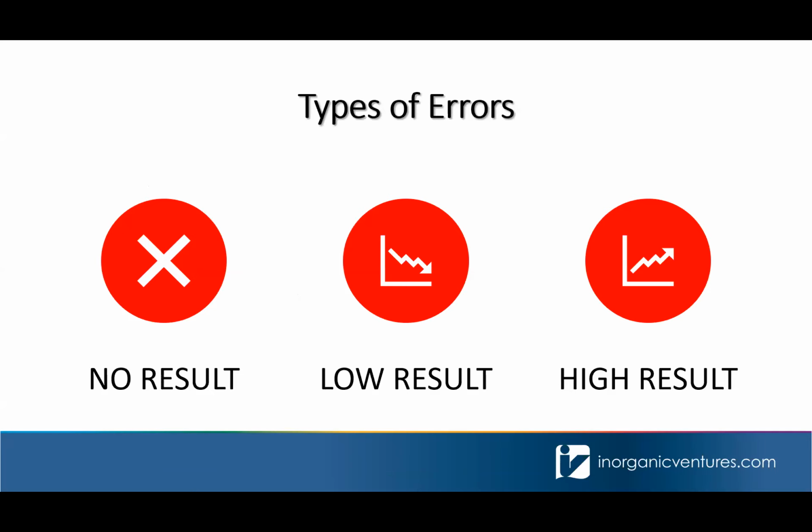So here we're going to walk through the different types of calibration errors you could see. As part of this troubleshooting section, I'm going to discuss potential causes and ways to remedy the error that you see. We'll talk specifically about situations where you get no results, your results may be lower than expected, or you have higher than expected results.